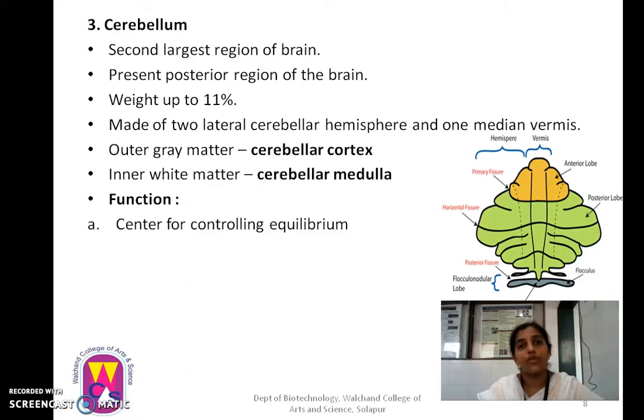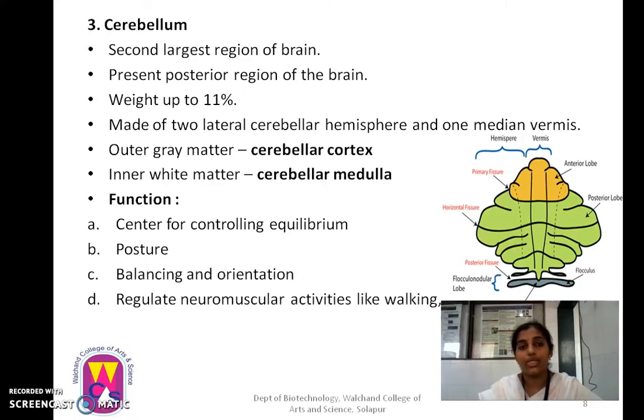What is the function of the cerebellum? The cerebellum, the second largest region of our brain, has a major function: it is the center for controlling equilibrium, posture of the human body, balancing and orientation, and it regulates non-muscular activities like walking, running, speaking, etc.